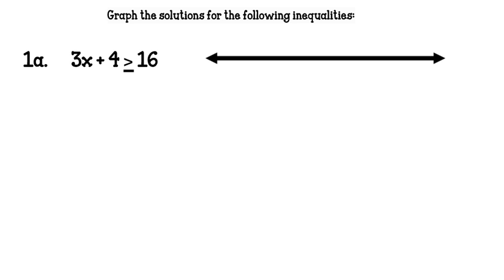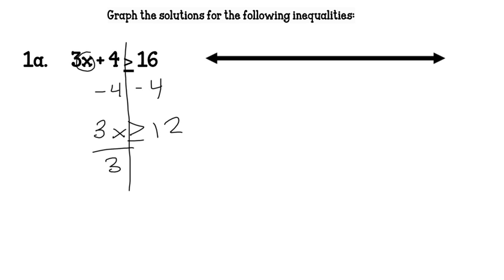Okay, two-step inequalities, you're going to solve very much like you would a two-step equation. So you're trying to get your variable by itself. You have your two sides. And to undo this plus 4, we're going to subtract 4 from both sides or add a negative 4. And we get 3x is greater than or equal to 16 plus negative 4, which is 12. And then I divide by 3 because 3 is being multiplied to x, and I have x is greater than or equal to 4.